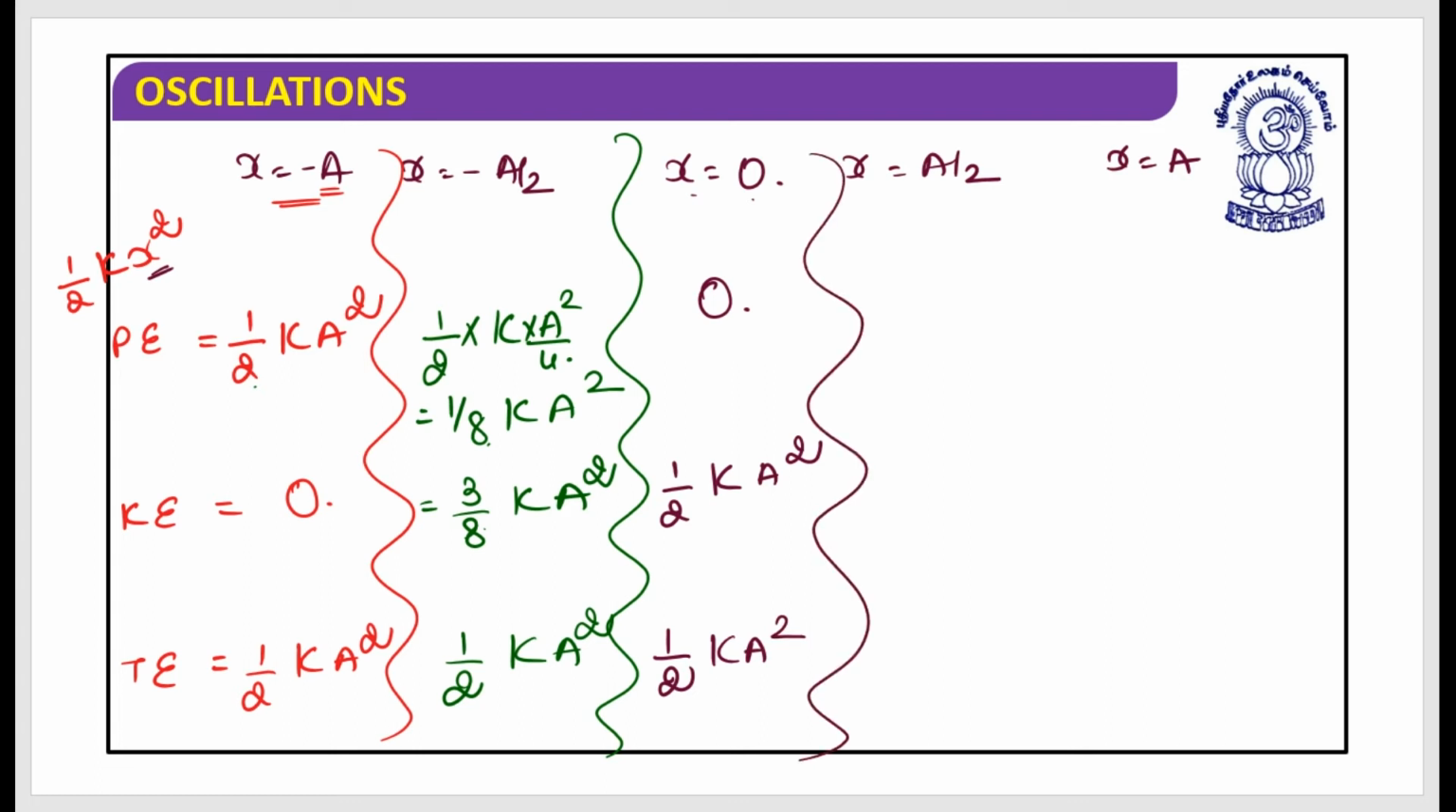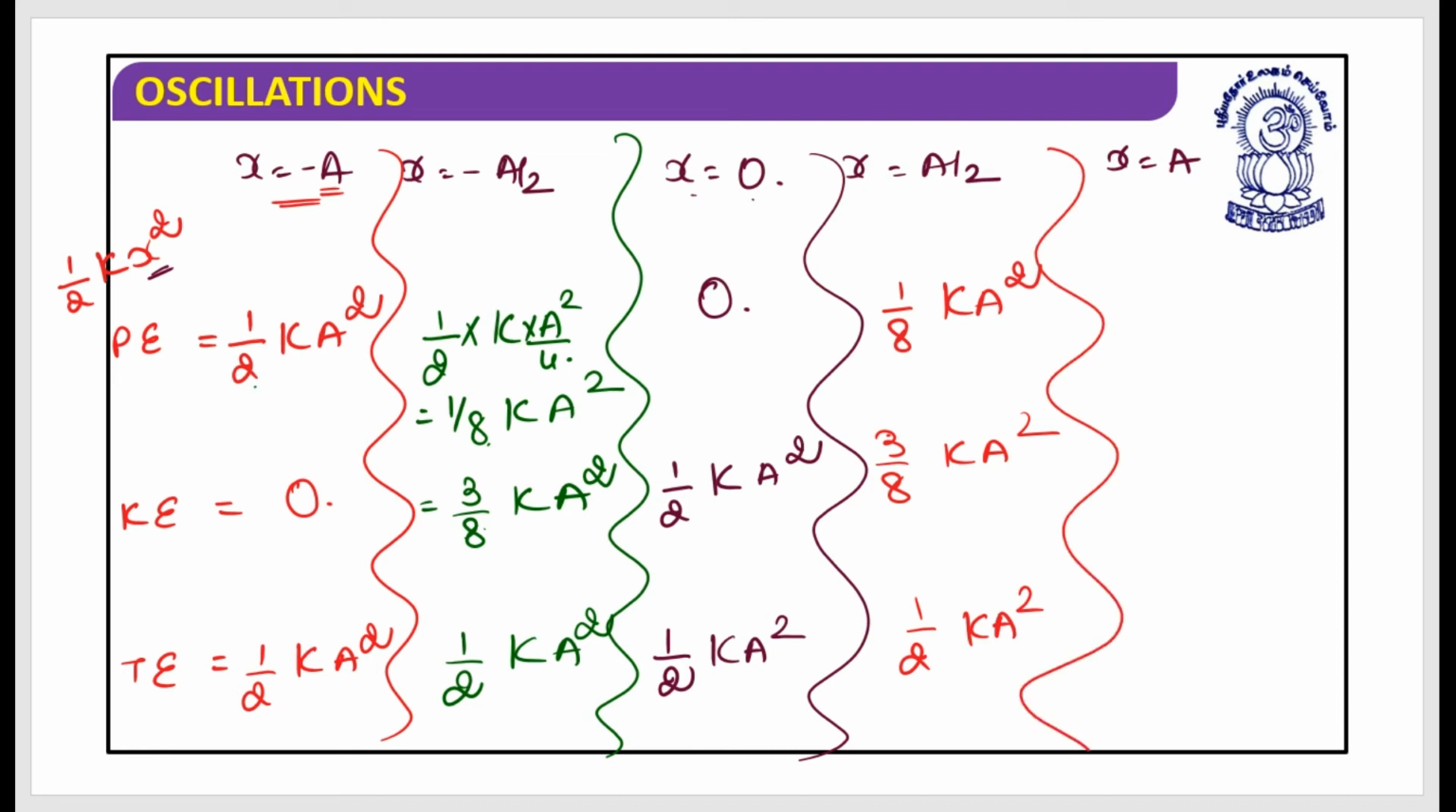Now let's talk about x equals to a by 2. When the displacement is equal to a by 2, then the potential energy would be equal to 1 by 8 k a square. The kinetic energy would be equal to 3 by 8 k a square, and the total energy is 1 by 8 plus 3 by 8, which is equal to 1 by 2 k a square. I hope this is clear.